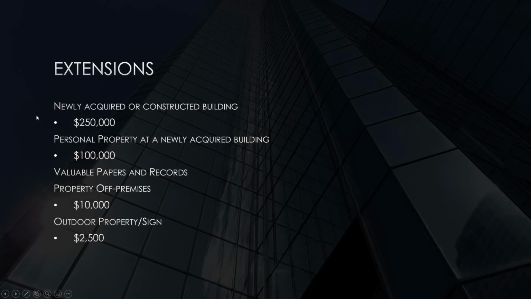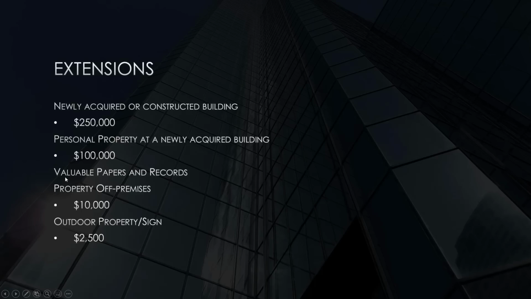So let's say you have a building and you decide to purchase the building next door to you. Or there's an empty lot next door to your building and you're going to build a building. One of the extensions is you're automatically provided with $250,000 worth of coverage on that newly acquired or newly constructed building. That's kind of cool, right? We'll also give you $100,000 for the contents or personal property at that newly acquired or constructed building. These 2 items are common on the test.